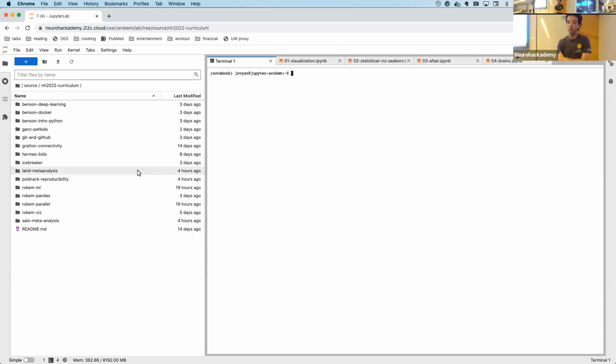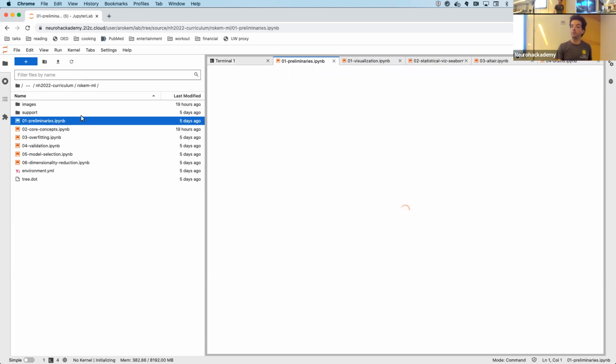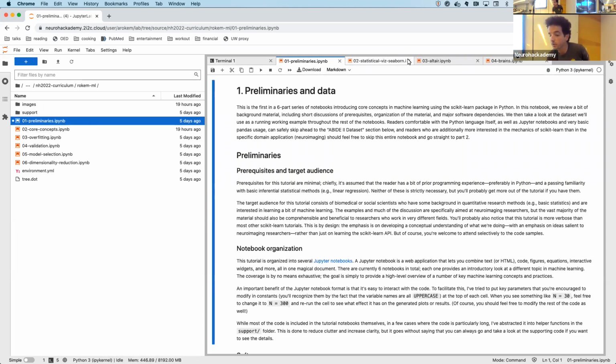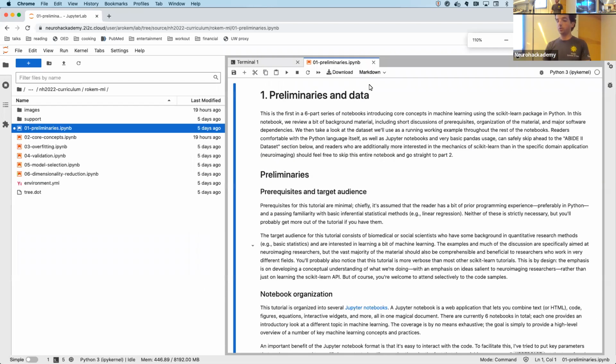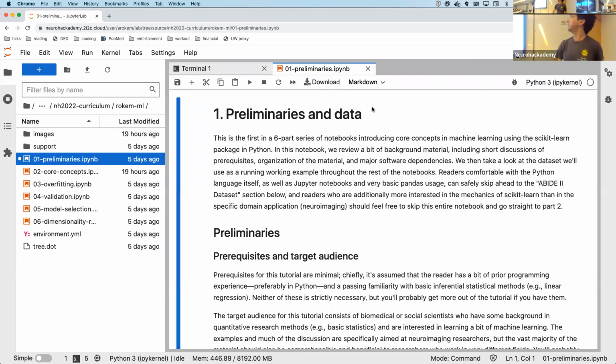So this tutorial material is in the Hub's curriculum folder under Rokem-ML. And I'll start with some, let me actually delete or close these other things that are open here so that I don't get too confused, and make this a little bit larger so that I can see it on my screen even. And minimize this.